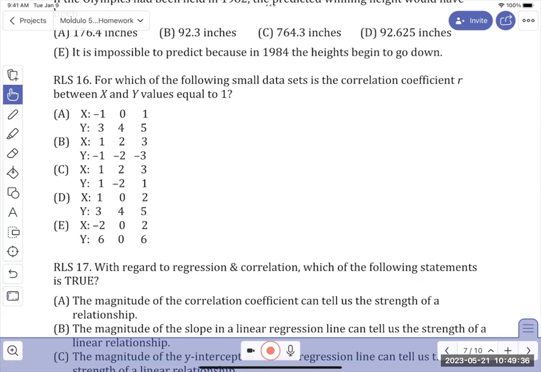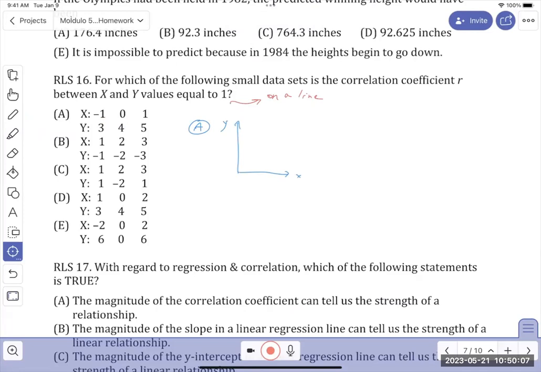So we want to see that it's equal to 1. What does 1 mean? 1 means that they are on the line. Perfect correlation. That they're all on a line. So if I take A, so -1, 0, and 1.